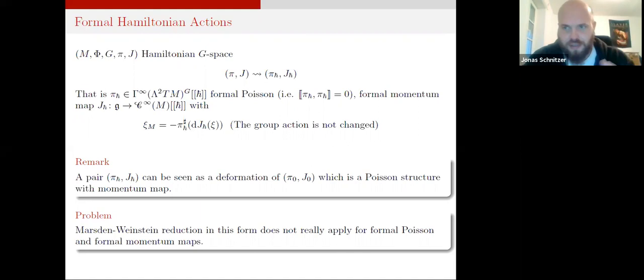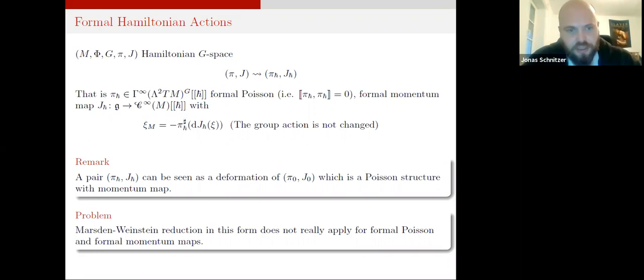So okay, the takeaway message is you replace everything in this vector with the five entries, which is the group and the manifold, with a formal expansion. So moment map and Poisson structure are becoming formal expansions. Note, in the middle of the slide, it is written that the group action is not changed. So the Hamiltonian vector field of the formal moment map is the fundamental vector field. So there is no H bar on the left side, okay? Just the takeaway message: the group action is not changed. There is no formal expansion of a group action or something like that involved.